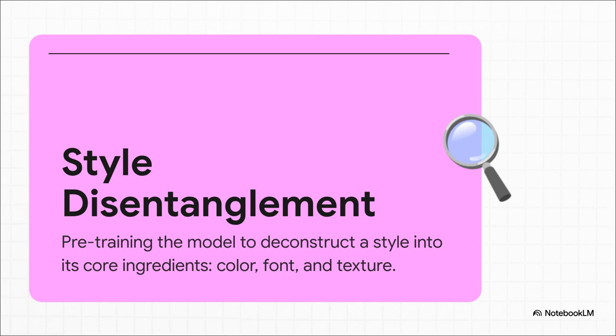Okay, the first part is called Style Disentanglement. The best way to think about it is like a master chef tasting a sauce. They can instantly tell you every single ingredient: the salt, the herbs, the acid. TextCtrl is trained to do the exact same thing with an image's style, breaking it down into its core components: the precise color, the specific font, the surface texture, and all that background info.